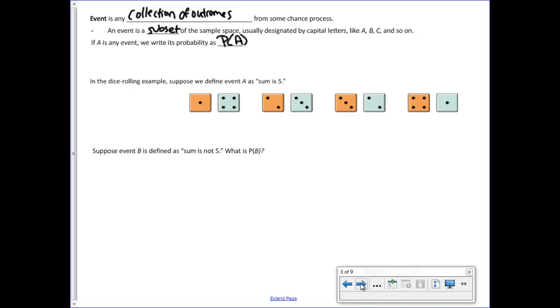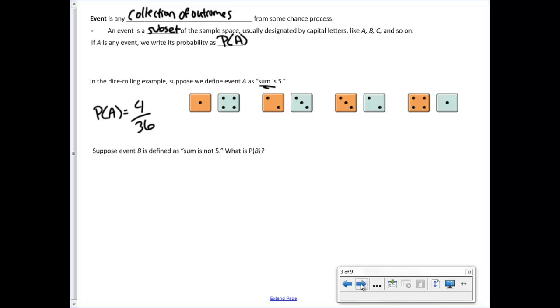And here's an example of an event. In the dice rolling example, suppose we define event A as sum is 5. So we're looking at the smaller subset of all these possible outcomes. How many different ways can we get a sum of 5? We could get a 1 and a 4 add up to 5, a 2 and a 3, a 3 and a 2, and a 4 and a 1. Those are all the ones that would add up to 5, those sets of dice. So if we say probability of A, that's like saying the probability that the sum is 5. Probability of A, probability the sum is 5, is what? I have 1, 2, 3, 4, 4 outcomes out of the 36 total.